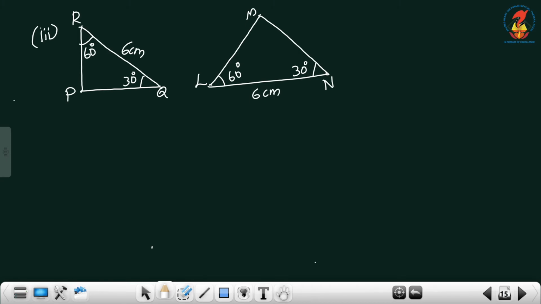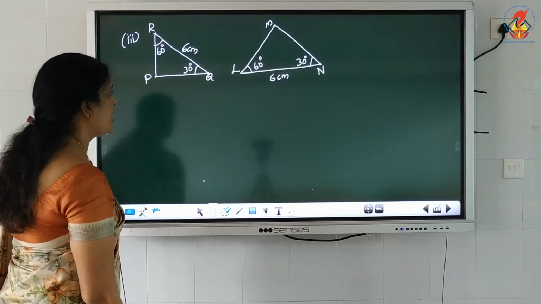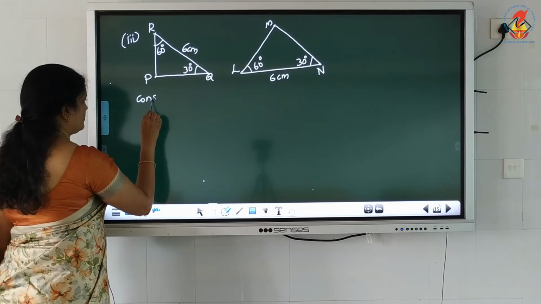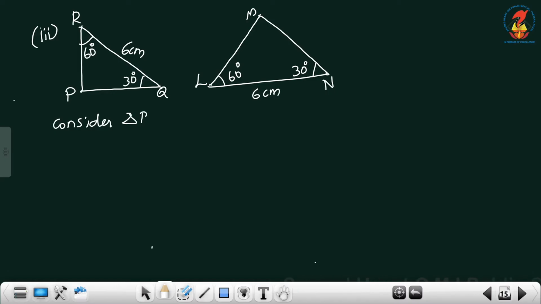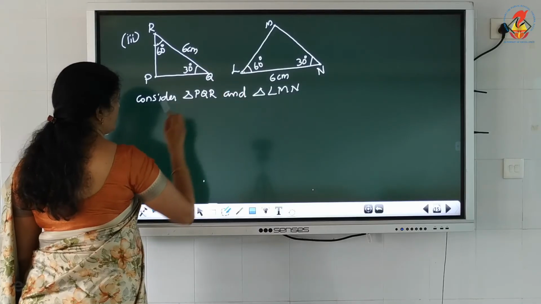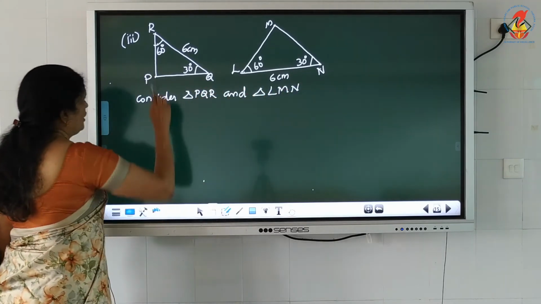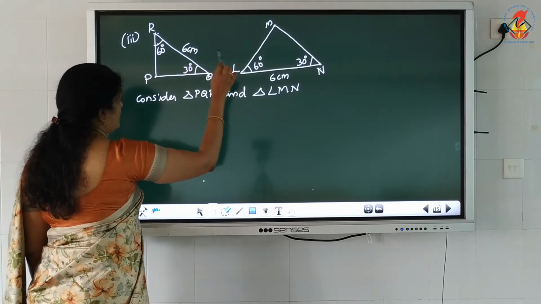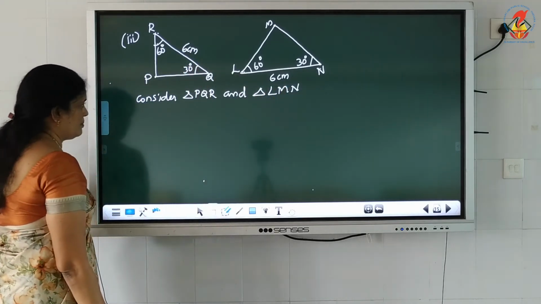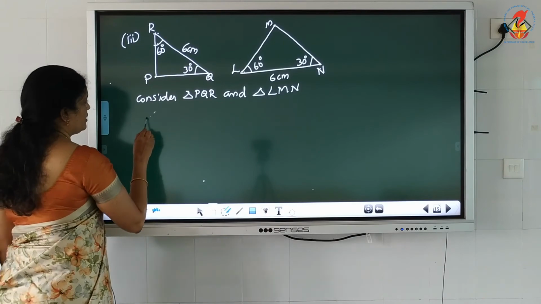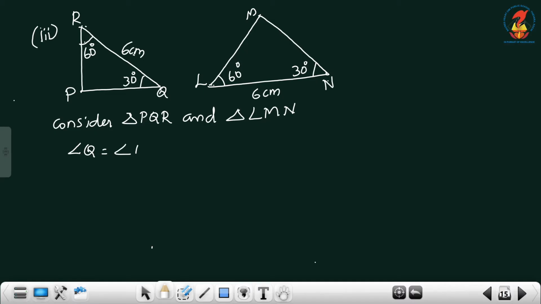Next, the third question, consider triangle PQR and triangle LMN. Here angle R equal to 60 degree, angle L equal to 60 degree. Angle Q equal to 30 degree, angle N equal to 30 degree. QR equal to 6 centimeter, LN equal to 6 centimeter. We can write angle Q equal to angle N equal to 30 degree.